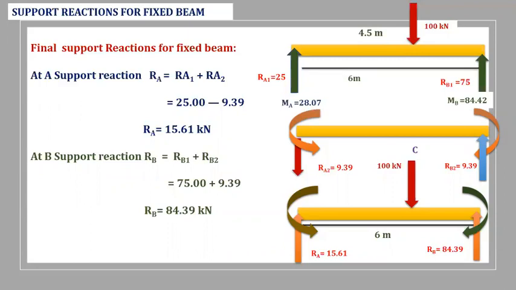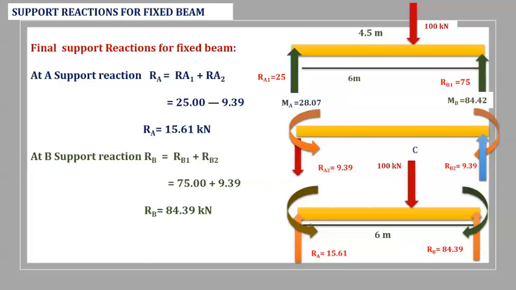Second diagram represents RA2 9.37, RB2 9.39. If you take at point A plus 25, so that is RA2 minus downward side 9.39. So 25 minus 9, that is 15.61. Next one is at point B, RB1 plus RB2.